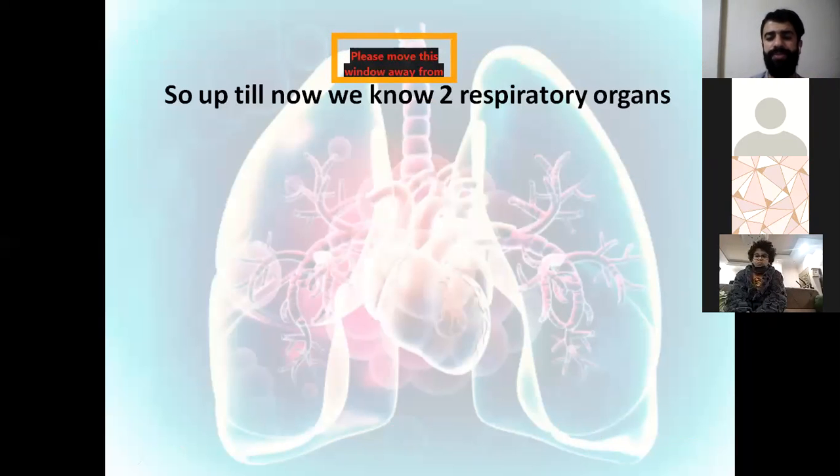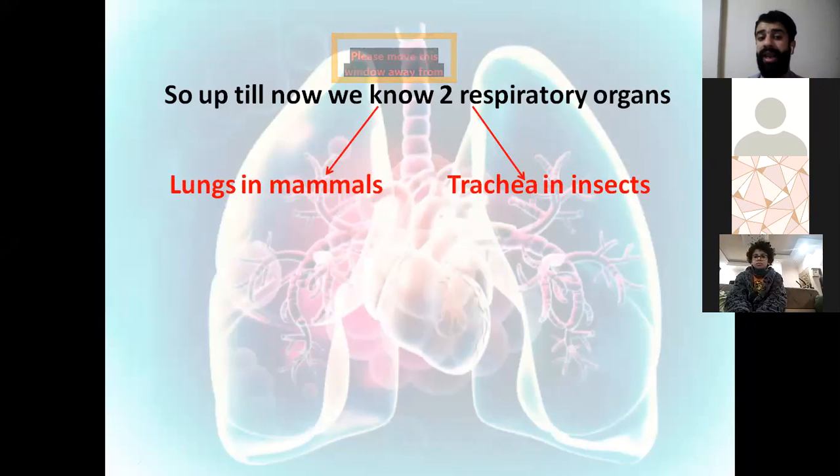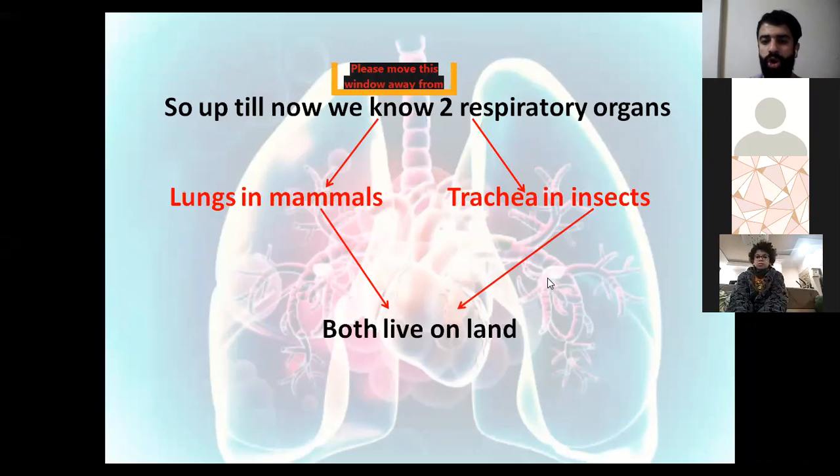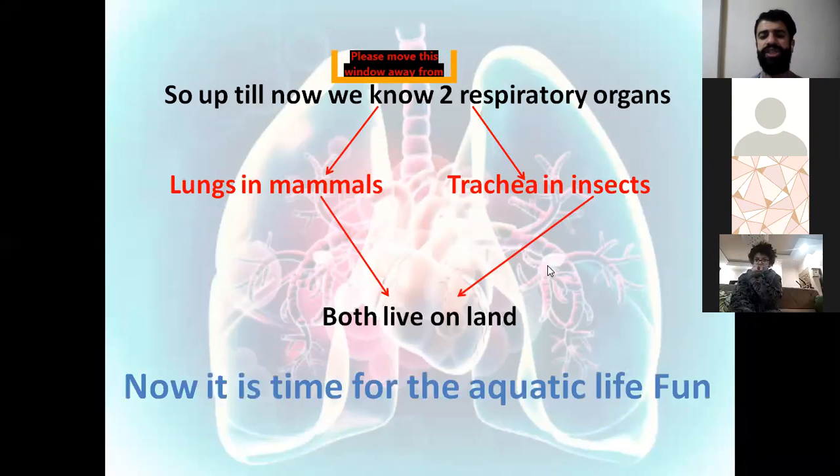So how many types of respiratory organs? Till now we know two. What are these two? Lungs in the mammals and trachea in insects. Both of them live on land. So here comes the turn of the fish. It's the time for aquatic life. Whenever you hear the word aquatic, we are talking about water.